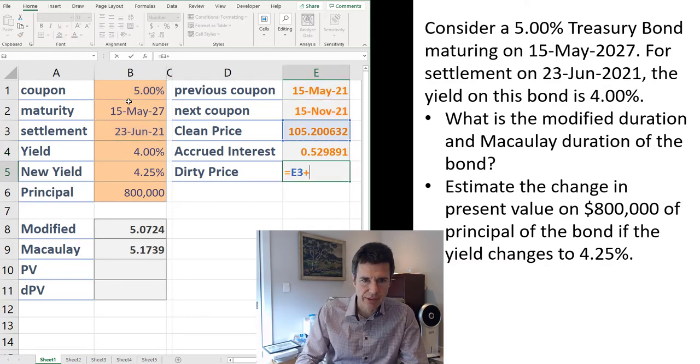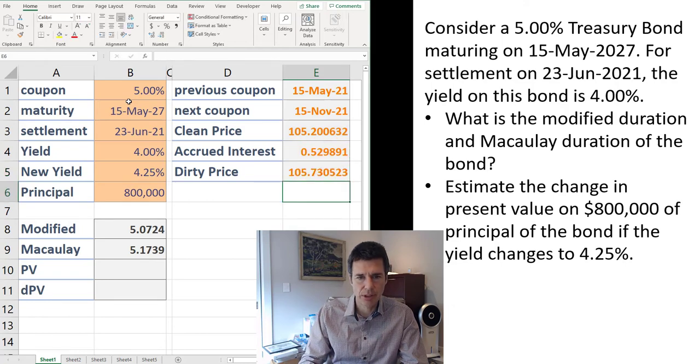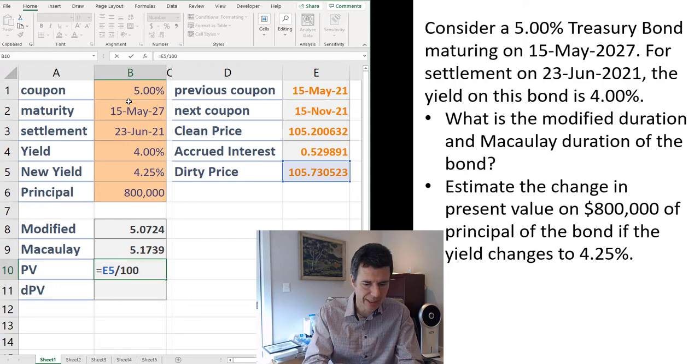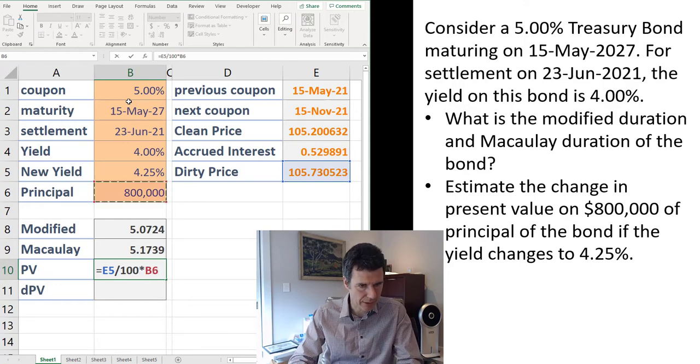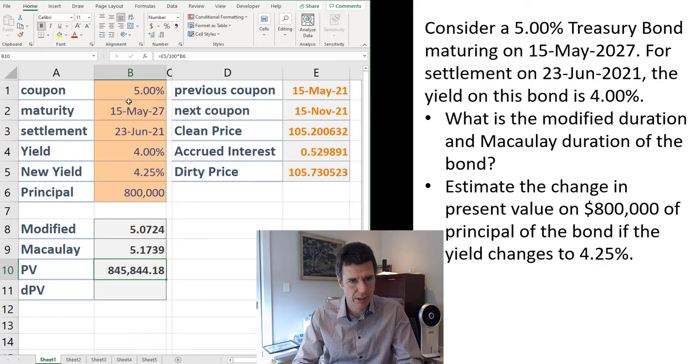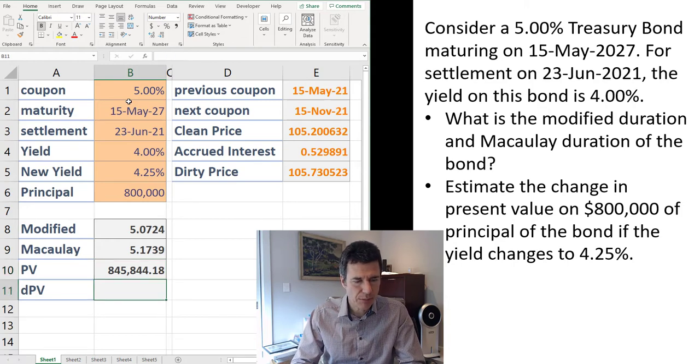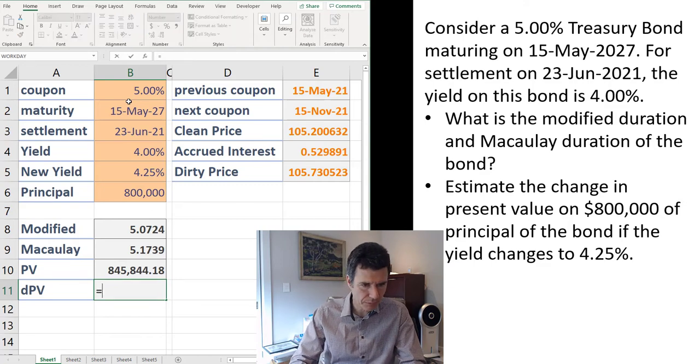The dirty price is the clean price plus the accrued interest. The present value of our bond position. Remember, the dirty price is for $100 of principal. We're interested in $800,000 of principal, so we take the dirty price, divide it by 100, multiply it by 800,000. This bond position that we're wondering about is worth $845,844.18.